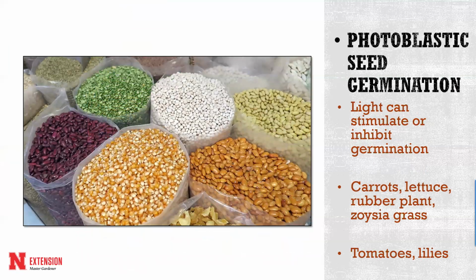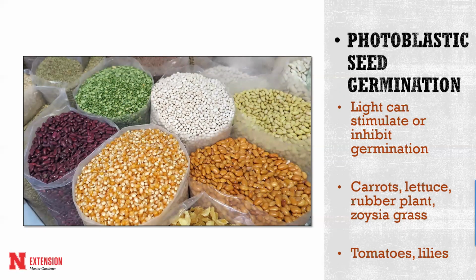So photoblastic seed germination is controlled by light. Light can stimulate or inhibit seed germination. Carrots need light in order to germinate. So does lettuce, rubber plant, and zoysia grass. So when you sow those, you're always sowing them very lightly on the top of the soil or on top of the seed flat that you're growing them in, and not putting a lot of soil on top of it.